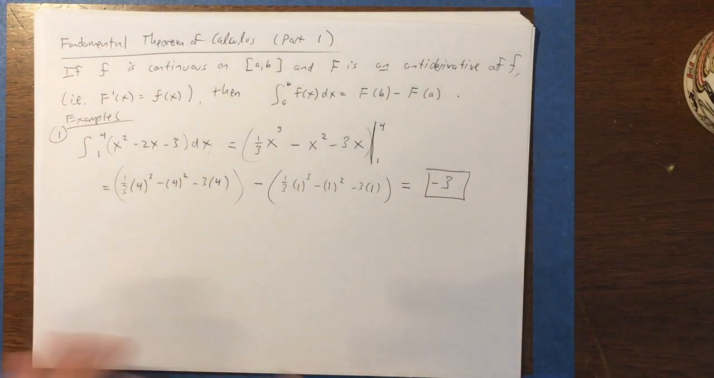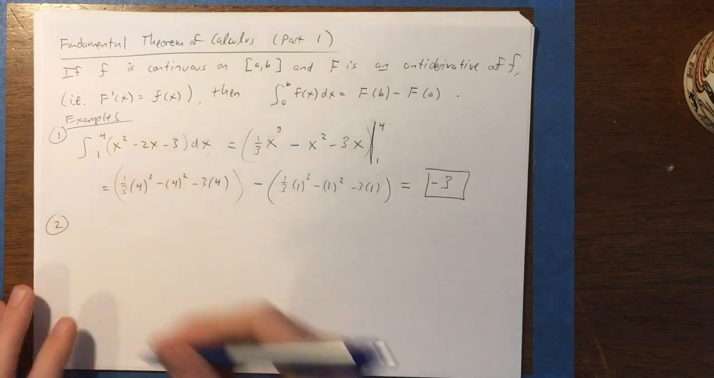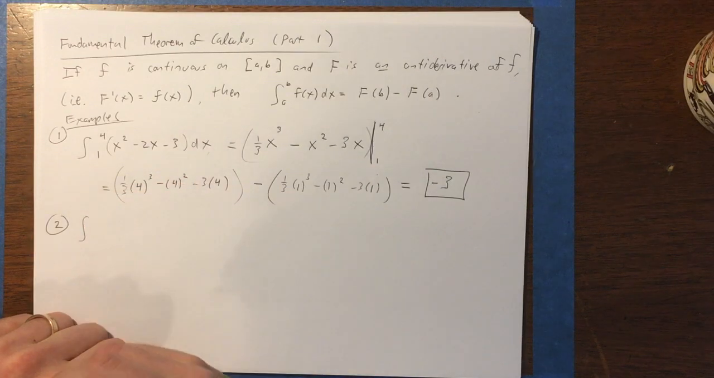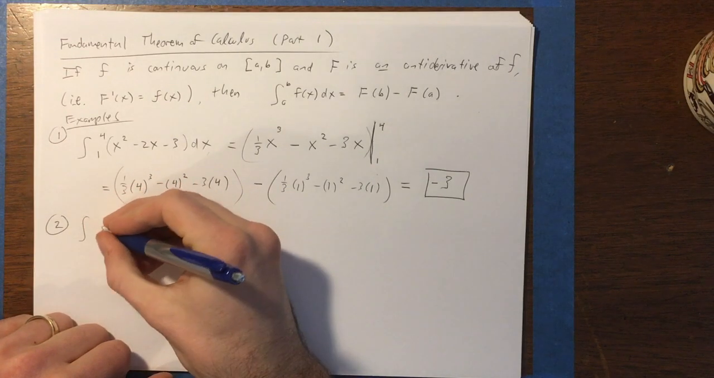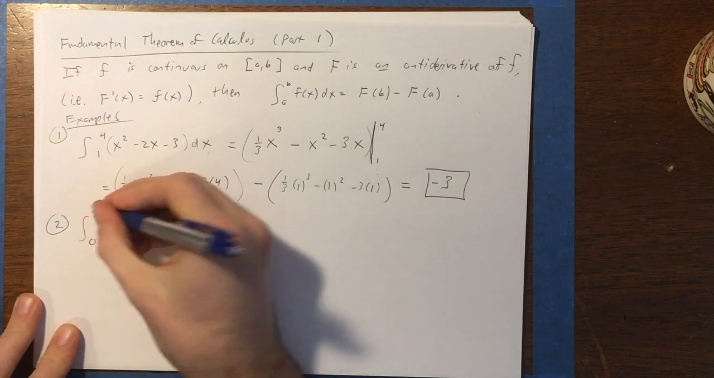So much easier than all of that limits of Riemann sums that we were doing last time, right? So I hope you appreciate that. Let's do a few more examples. Let's do a trigonometry one. Let's do sine of x. We can find the antiderivative of sine of x. That's pretty easy. Let's go from 0 to pi.